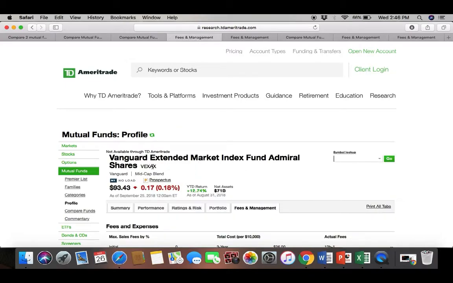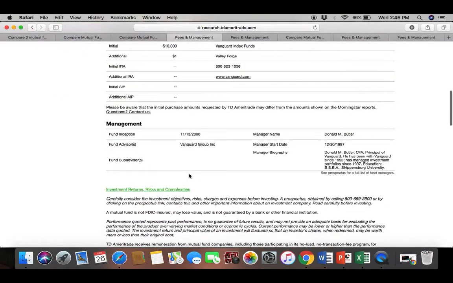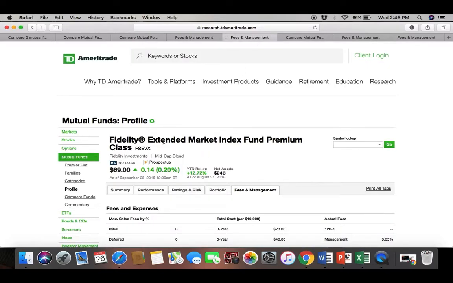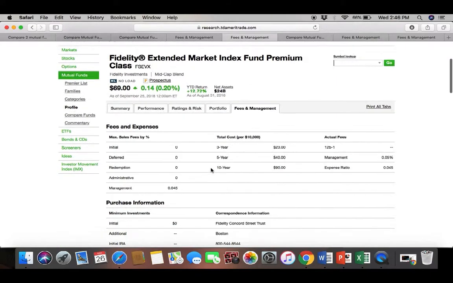Now looking at the manager for the Vanguard Admiral Shares, it is Donald M. Butler of the Vanguard Group, and he's been the manager of this specific fund since 1997, so almost 21 years now.